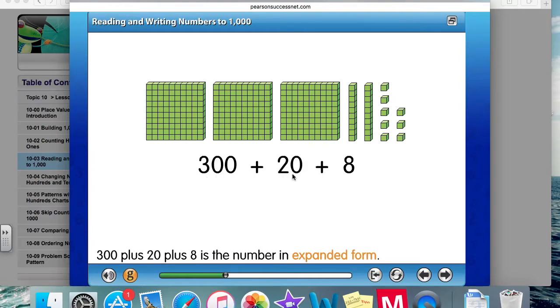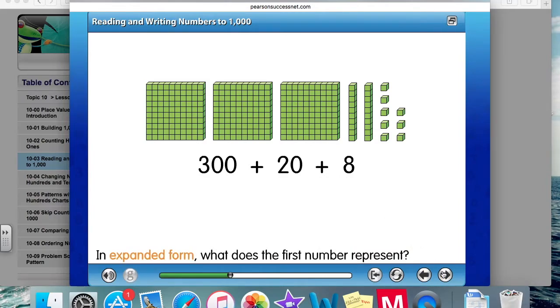Then we move on to the tens place. Well, they have 20 here. Let's see where they got that 20 from. We go to the tens rods. Well, with 10 rods, we count by tens. So we count 10, 20, and that's what we have for our tens place. Then 8 in the ones place. Well, let's see, we have 1, 2, 3, 4, 5, 6, 7, 8 ones units. So we have 8 in the ones place.